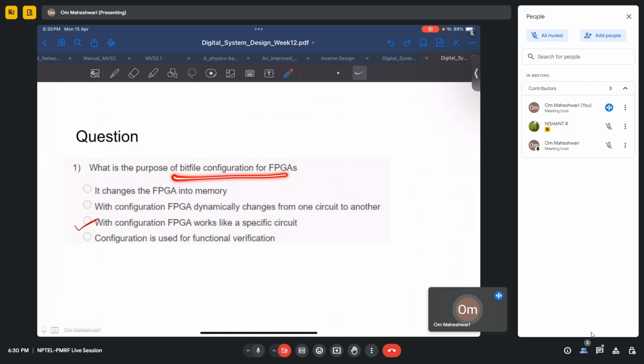What is the purpose of bit file configuration of FPGAs? So the bit file is generated at the end of the physical design, which is to be sent to the FPGA board, the hardware FPGA. You have to send the bit file to the FPGA so that it can configure itself and work, and the LEDs may glow or whatever you have designed it to do. So the bit file is generated at the last stage so that you can send it to the FPGA. So this is used to configure the FPGA to work like a specific circuit.